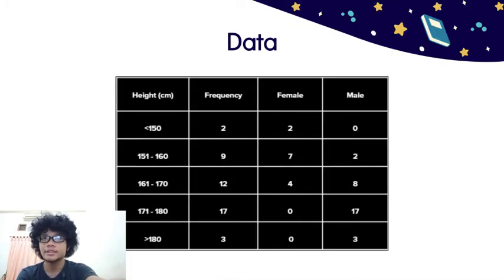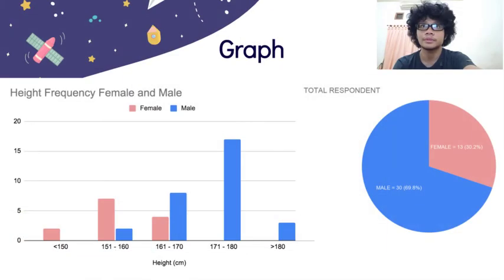This is the height data from both female and male also, and the graph with the total respondents of 43 people. 30 people are male and the rest are female.